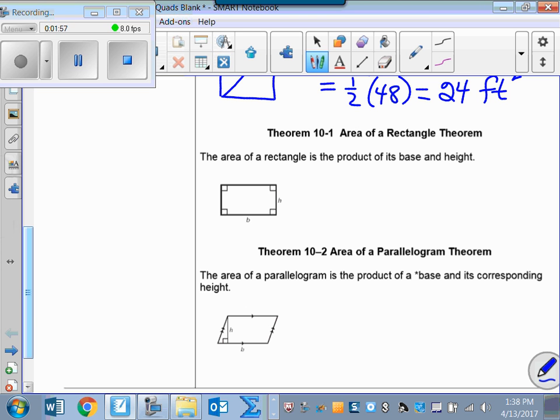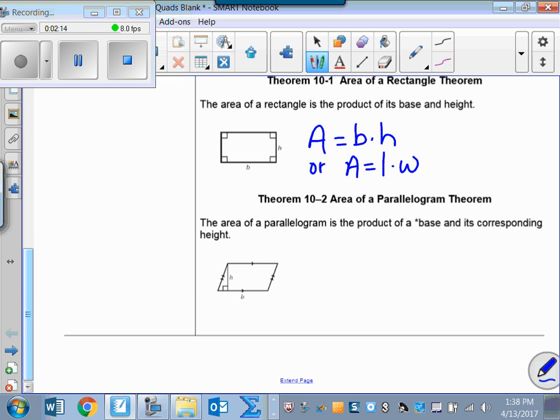Alrighty, here's the theorem for you. The area of a rectangle. We already know this. Area of a rectangle, base times height. Or you may be more accustomed to hearing it this way. The area is the length times the width. That's okay. Base times height. Okay. Area of a parallelogram is also the base times the height.